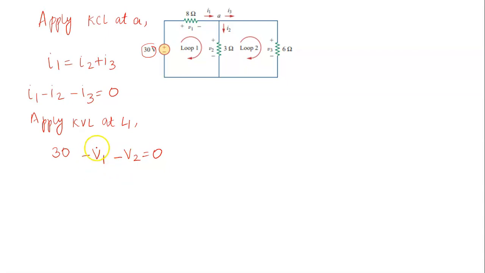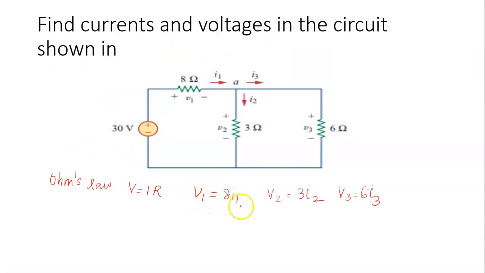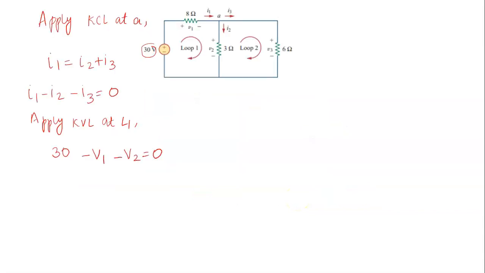So we have found two equations, that is V1 is equal to 8I1 and V2 is equal to 3I2. We are going to substitute these two values in this equation. We know V1 is equal to 8I1 and V2 is equal to 3I2. So this equation can be written as 30 minus 8I1 minus 3I2 is equal to 0.